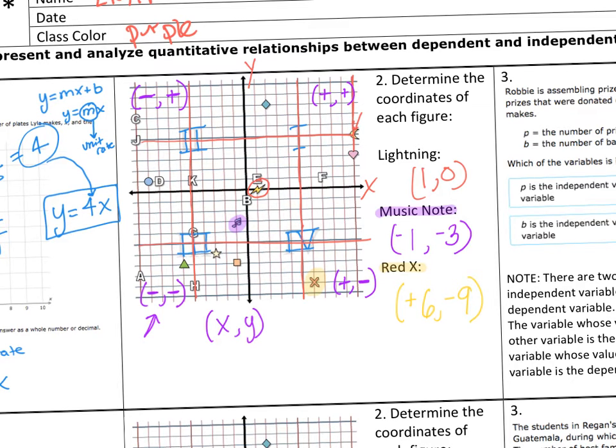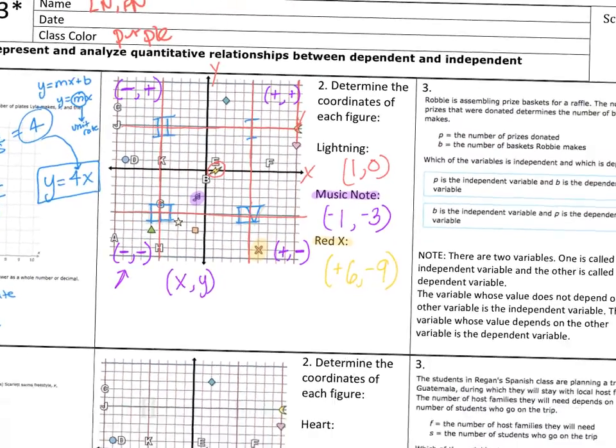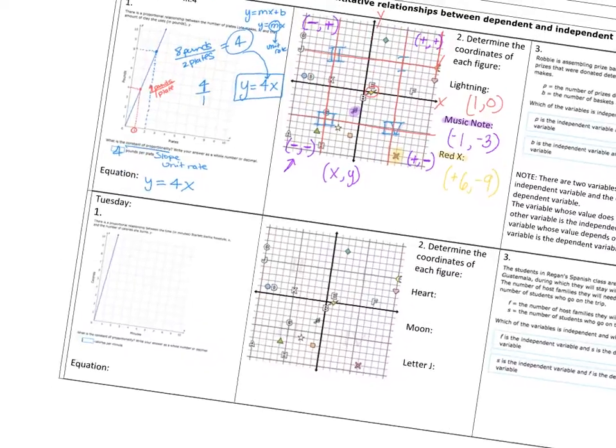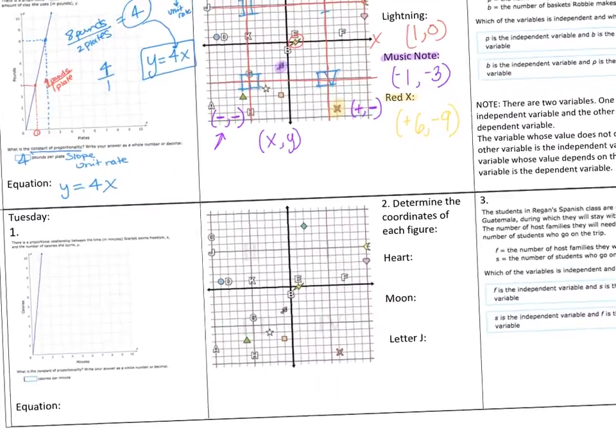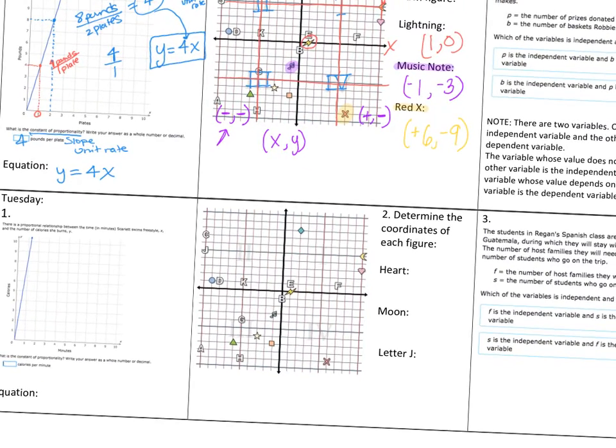Something I want you to notice is that for Tuesday's Quizette, you have the graph right in front of you. For Monday's Quizette, you have the graph right in front of you. For Tuesday's question, you also have the graph right in front of you.